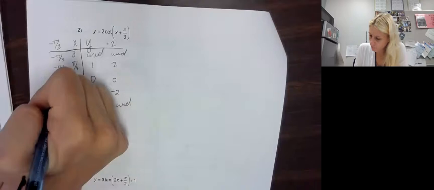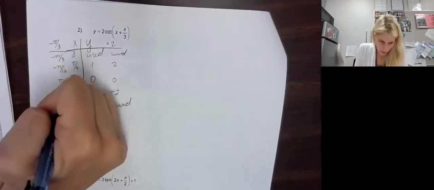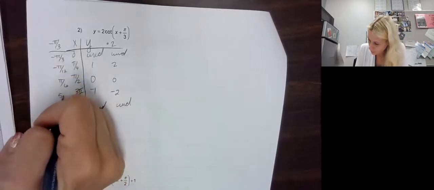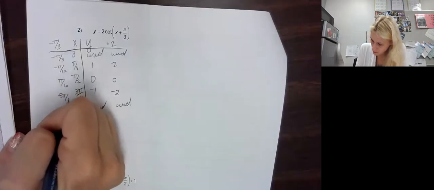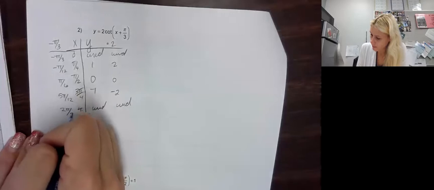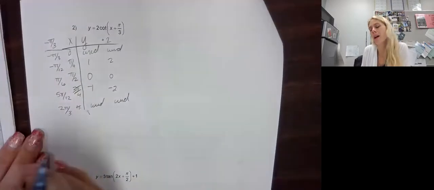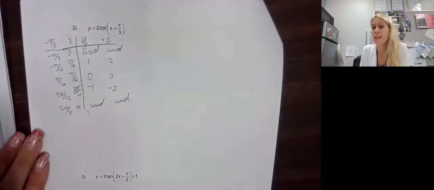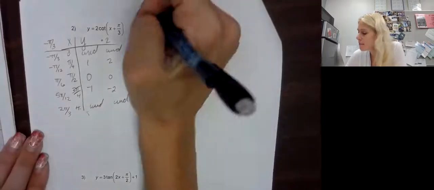Then when we subtract, we get negative pi over 12. We get pi over 6. We get 5 pi over 12. And we get 2 pi over 3. Okay, again, I'm doing that math ahead of time. That's how fast I'm doing it, but watch your fractions.